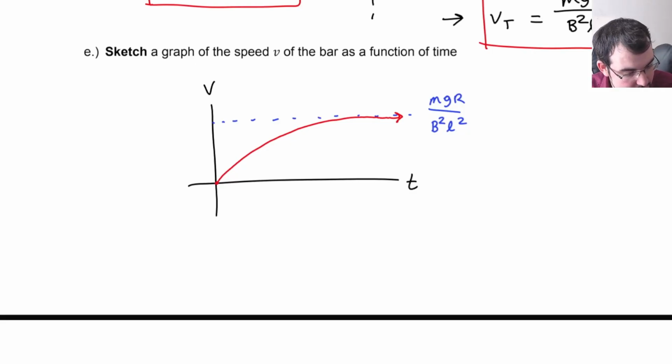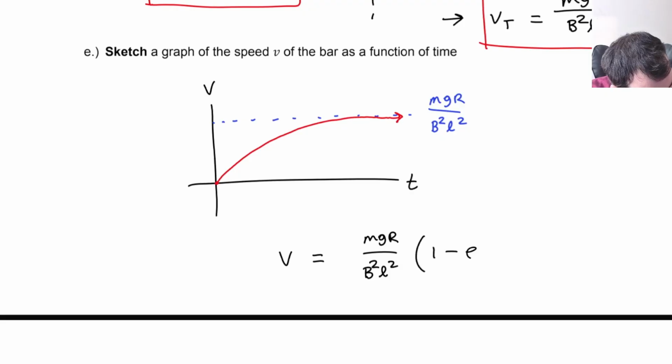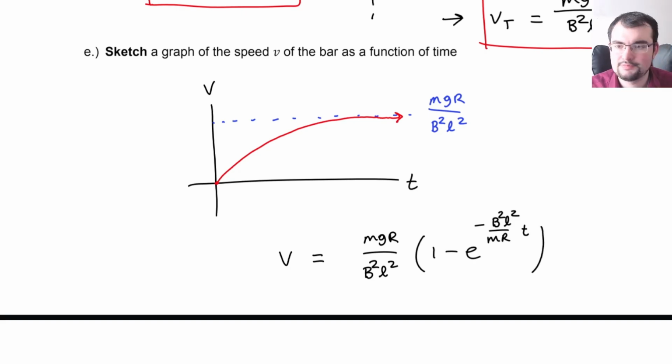So you could actually, using calculus, come up with a function for this, and you'd see that v is equal to mgR over B squared L squared times 1 minus e to the negative B squared L squared over mR times t, I believe is what you'd get, because we know that at infinity, that's the speed, and at zero, it's zero. I do believe that this is the function that models it. Just by looking, I think I didn't mess anything up.